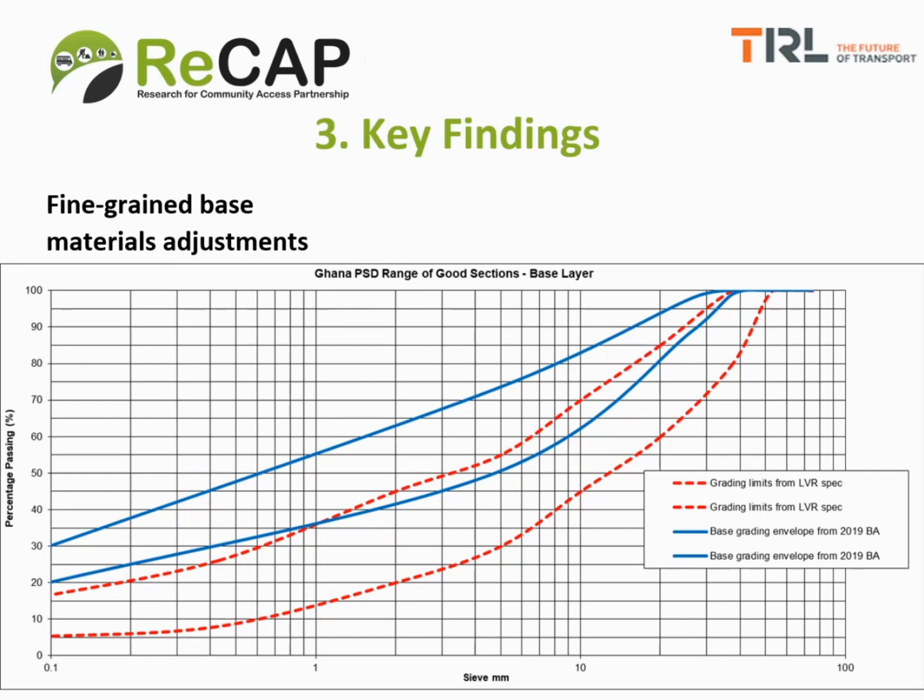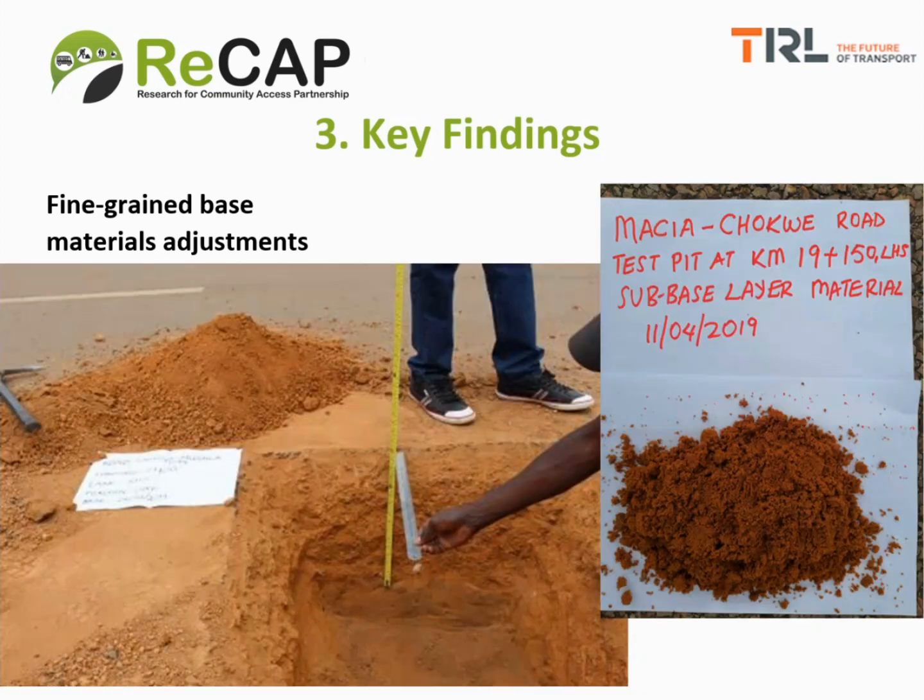Here is a photograph that shows the fine-grained materials in the pavement, in the base course and in the sub-base. In this case, they consisted of neat untreated laterite and also of sand material, as can be seen in the photograph on the right.